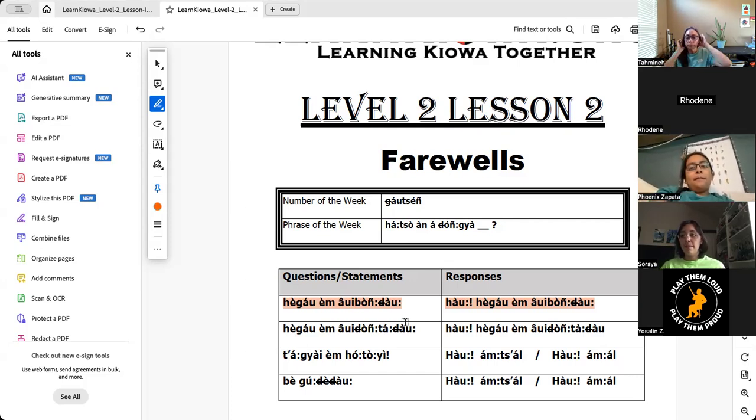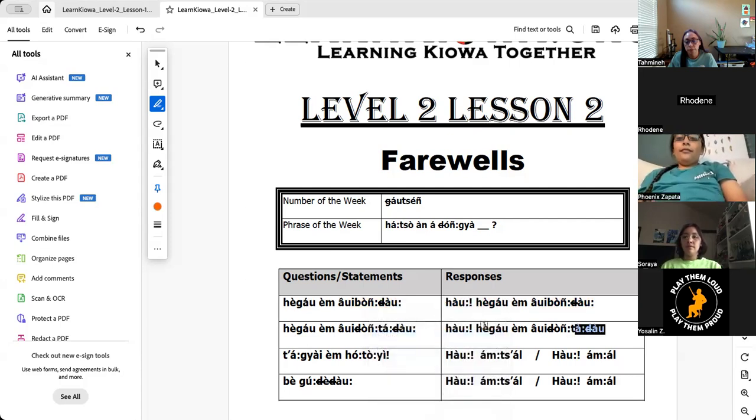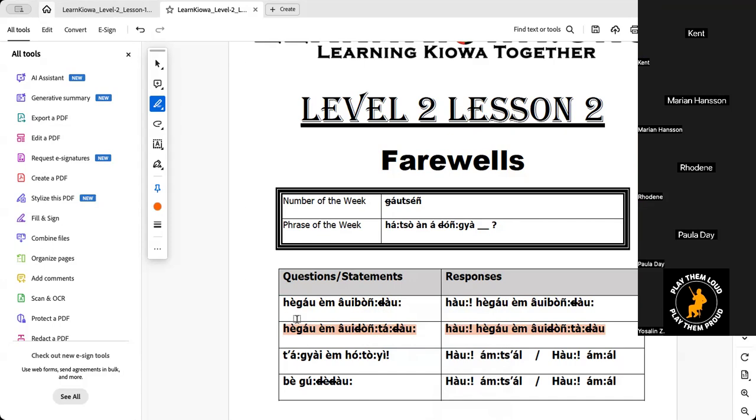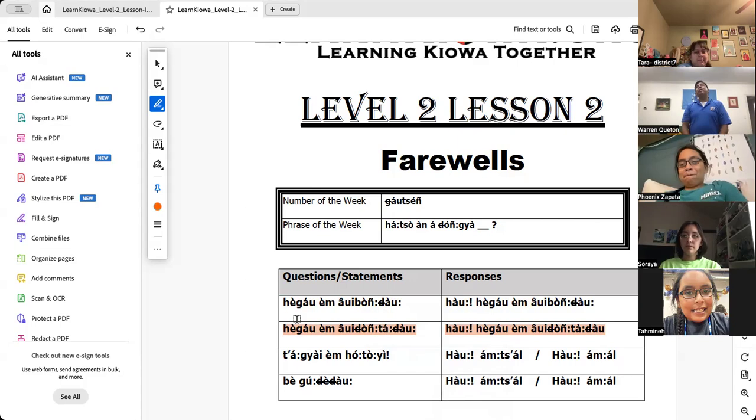Yeah, that is, I will see you again. The statement is Hagar am I bone dog, and the response is ha, Hagar am I bone dog. Okay, the second one. Do y'all need to write down what it means? Do you need to write down what the interpretation is?